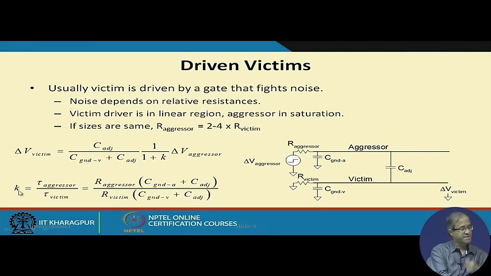So, if this k is close to 0, then it becomes the same as the victim floating, but as k increases, this value will become less. So, actually this inverter is trying to fight against this crosstalk, it is bringing the crosstalk noise down, because earlier when the wire was floating the value was higher, but now since it is fighting, if k is greater than 0, the value will become less, the denominator will be higher. Okay. All right.